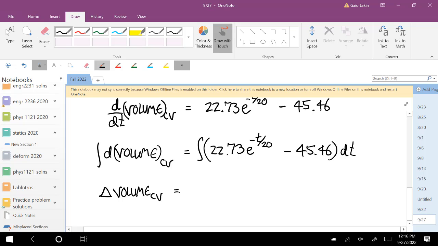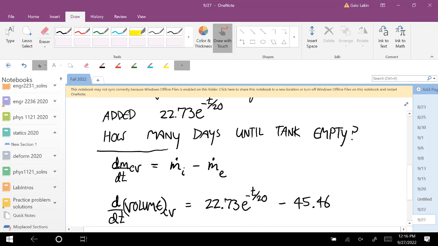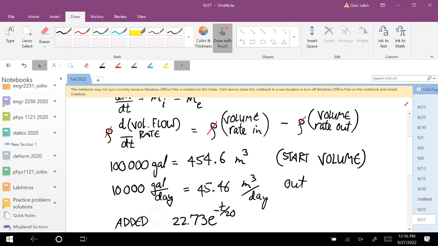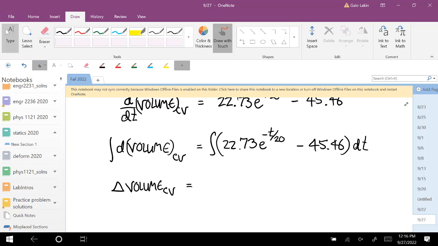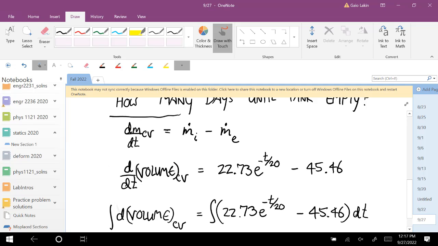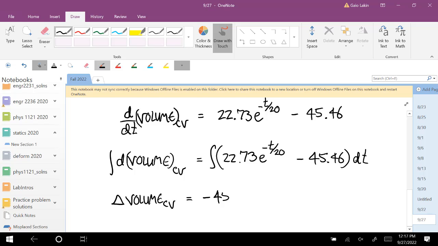Could you multiply 20 times 22 point... I guess I can do that. That's 454.6, 20 times this. So negative 454.6 times the integral of e to the u. I just did that u substitution.